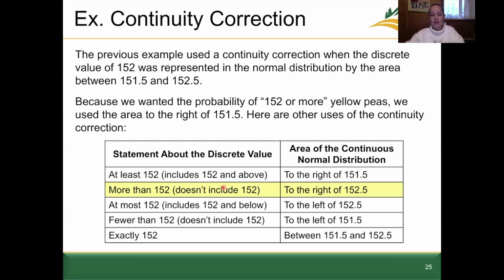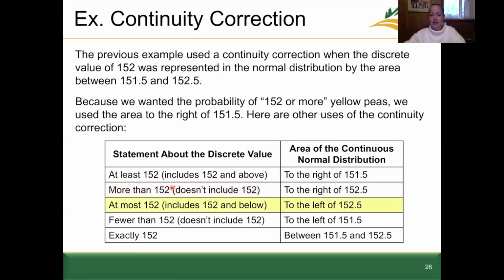The next example: if we're asked to find the probability of more than 152, or more than our x value, then we don't want to include 152. When we have wording like this, instead of an x value of 151.5, we want the area to the right of the curve given an x value of 152.5. So now we're considering the upper range of our continuity correction, specifically when we have wording like more than a certain x value.